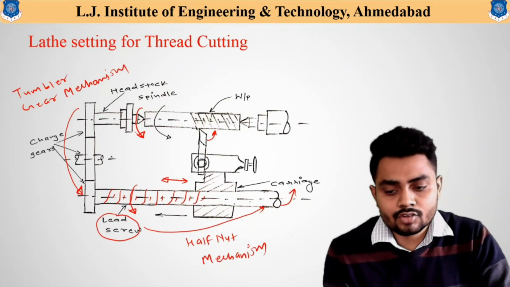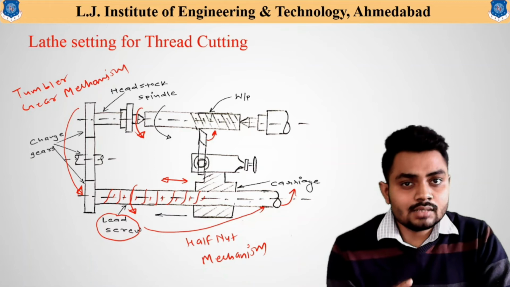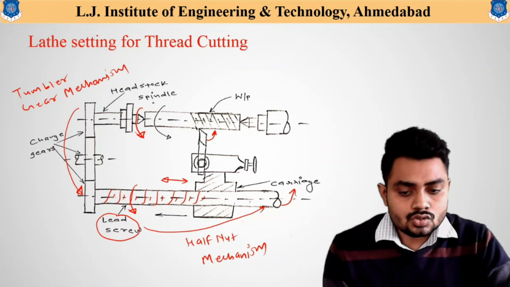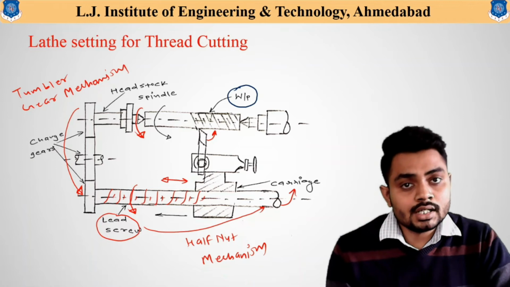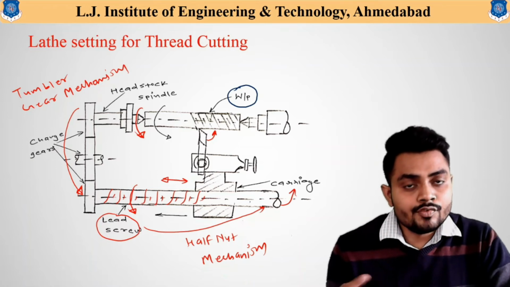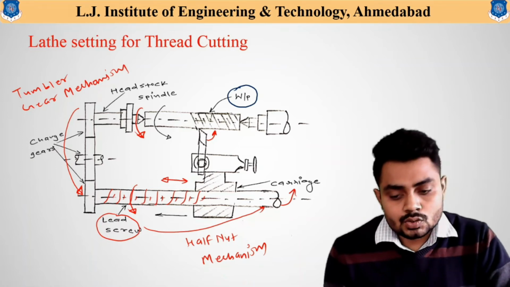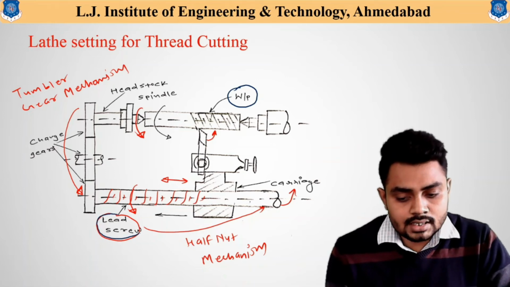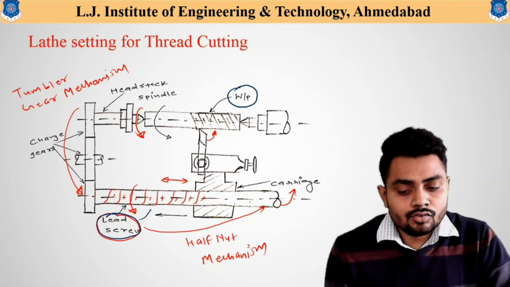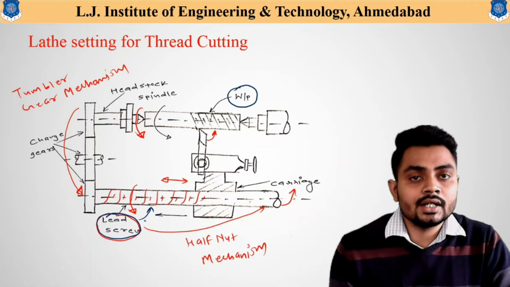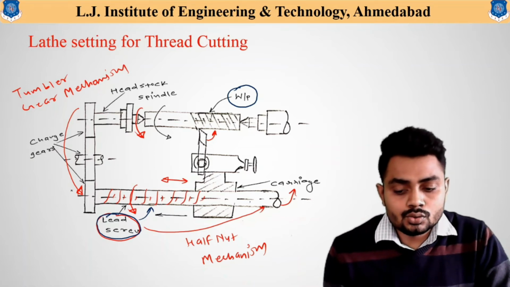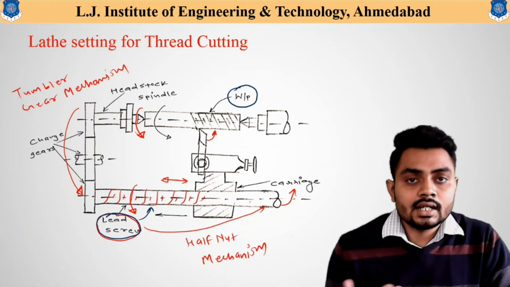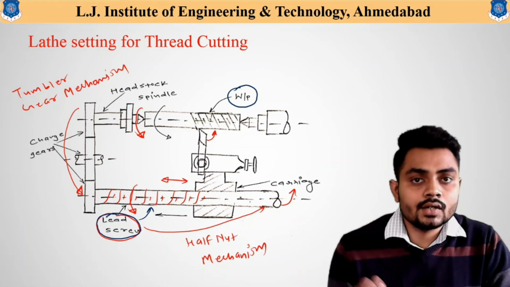So you can see from here on which component we need to generate the thread. We need to generate the thread on the workpiece, and to generate the thread on the workpiece, which part provides the motion? So this lead screw provides the motion for rotation or for the movement or cutting on the workpiece. Here, lead screw rotation helps us to cut the thread on the workpiece.